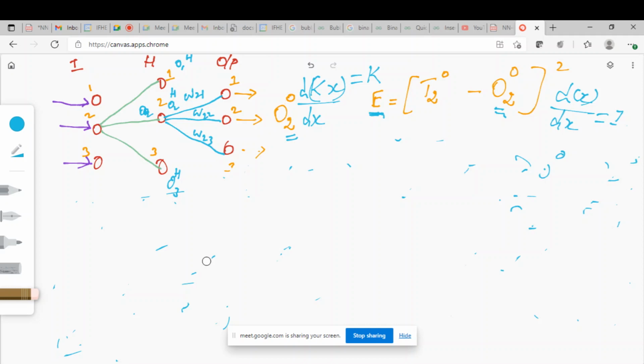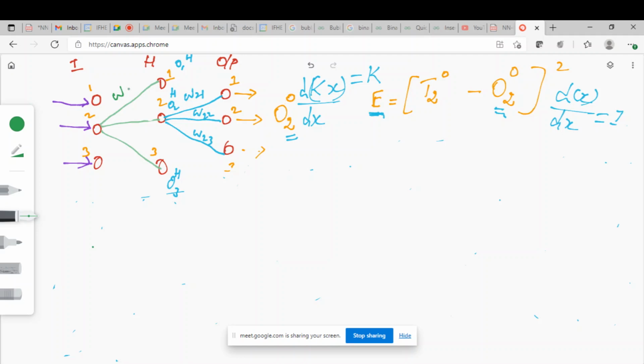Now let us go back to the previous level. Let us consider the previous level weights and see how the chain rule will look for updating those weights. Let us say this weight is W. Let me use a different parameter because here we are using W. Let us use V, otherwise it will lead to confusion, right?